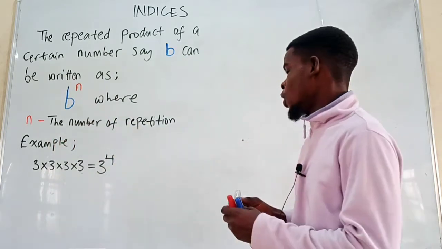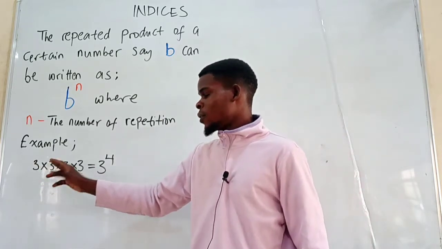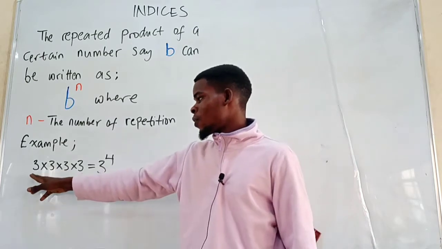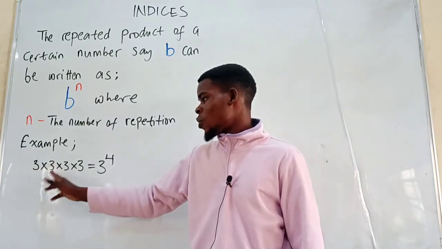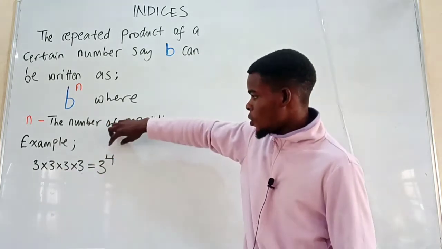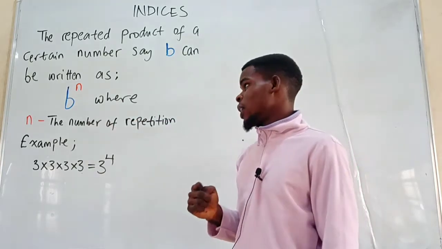For example, here we have 3 times 3. Let's say b is now 3. So we're going to have 3 times 3 times 3 times 3. You see that 3 has been repeated here 4 times. We write 3 four times, so that is 3 to the power 4. So that is the number of repetition of 3. That is just it.